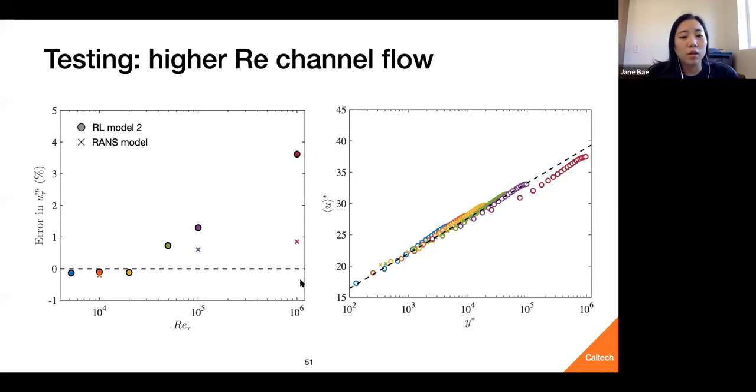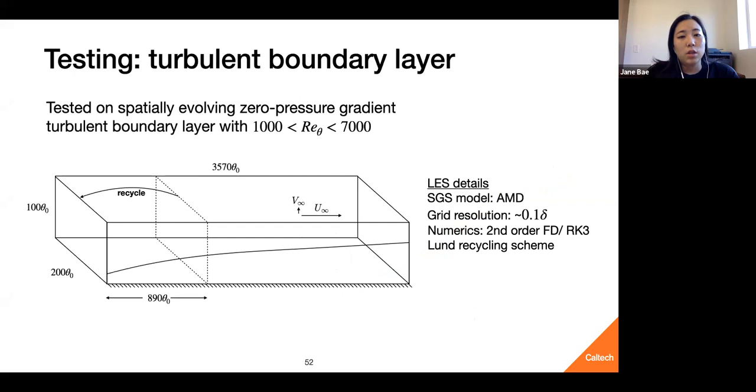We've also tested this on a turbulent boundary layer. So this is a spatially evolving zero pressure gradient turbulent boundary layer with Re theta between about 1,000 and 7,000. And this is basically the region where we have DNS data to compare against. And so the numerics and the details of this solver are basically identical to the channel flow case, except for the inlet boundary condition, where we used a Lund recycling scheme to generate the inlet boundary condition.